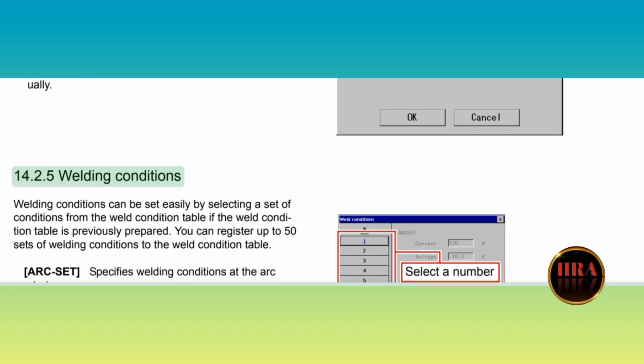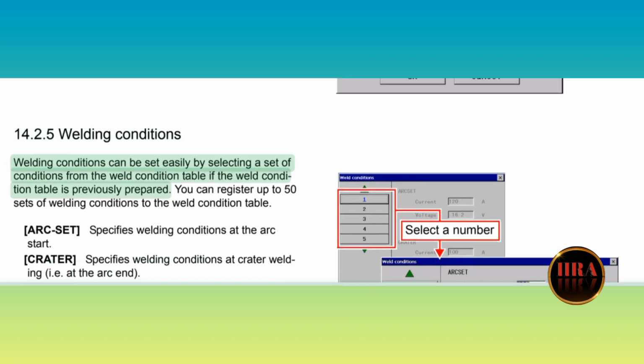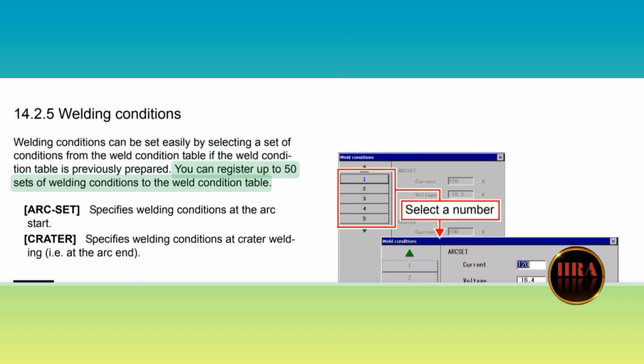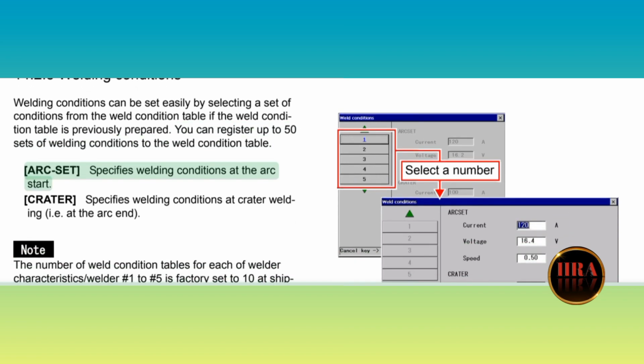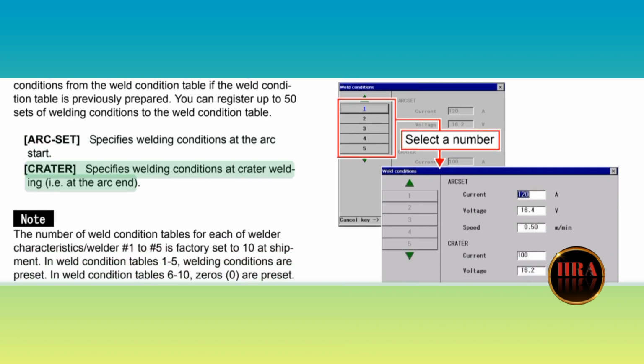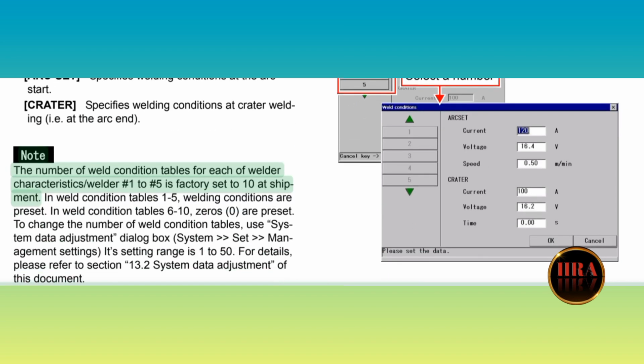14.2.5 Welding conditions. Welding conditions can be set easily by selecting a set of conditions from the weld condition table if the weld condition table is previously prepared. You can register up to 50 sets of welding conditions to the weld condition table. Arc set specifies welding conditions at the arc start. Crater specifies welding conditions at crater welding, i.e. at the arc end.